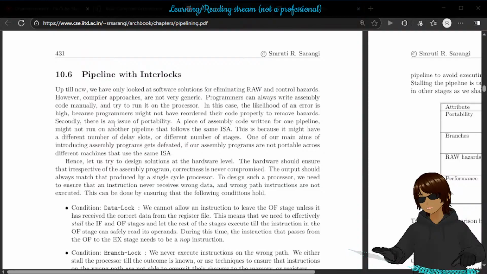Secondly, there is an issue of portability. A piece of assembly code written for one pipeline might not run on another pipeline that follows the same ISA. This is because it might have a different number of delay slots or different number of stages. One of our main aims of introducing assembly programs gets defeated if our assembly programs are not portable across different machines that use the same ISA.